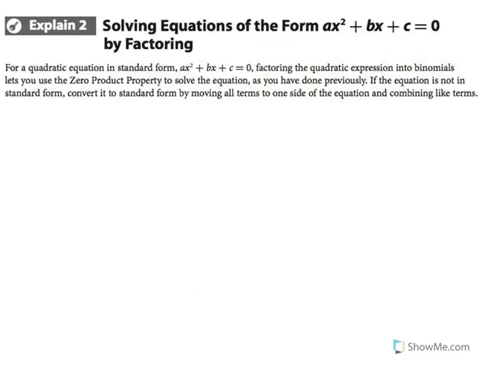So the lesson for today is on solving equations of the form ax squared plus bx plus c equal to 0 by factoring. For a quadratic equation in standard form, ax squared plus bx plus c equal to 0, factoring the quadratic expression into binomials lets you use the zero product property to solve the equation, as you have done previously. If the equation is not in standard form, convert it to standard form by moving all terms to one side of the equation and combining like terms.